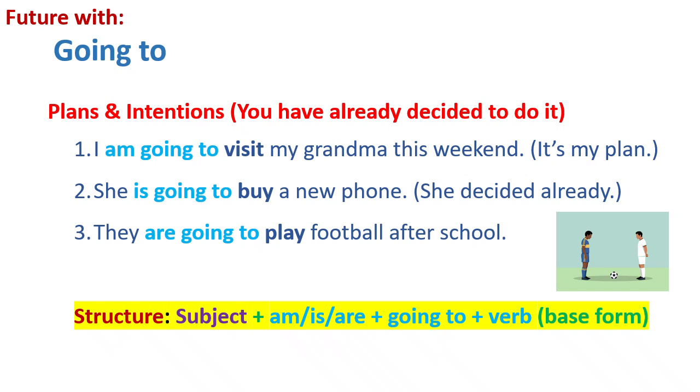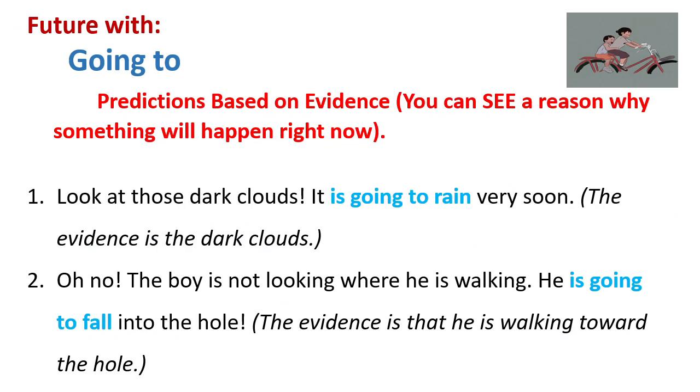There is another usage of going to, which is very interesting. It is for predictions based on evidence. If you are going to predict something about the future, but you have some proof, some evidence, then you can use the going to structure. You can see a reason why something will happen right now. So the reason is also there. Examples are very helpful because they make things clearer.